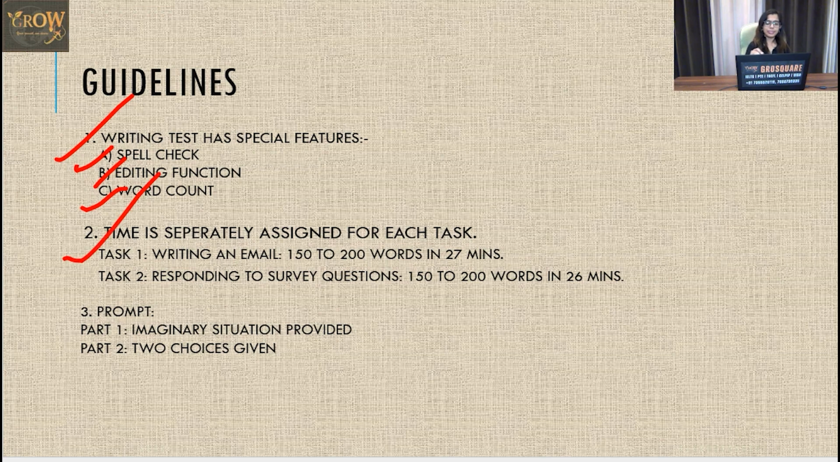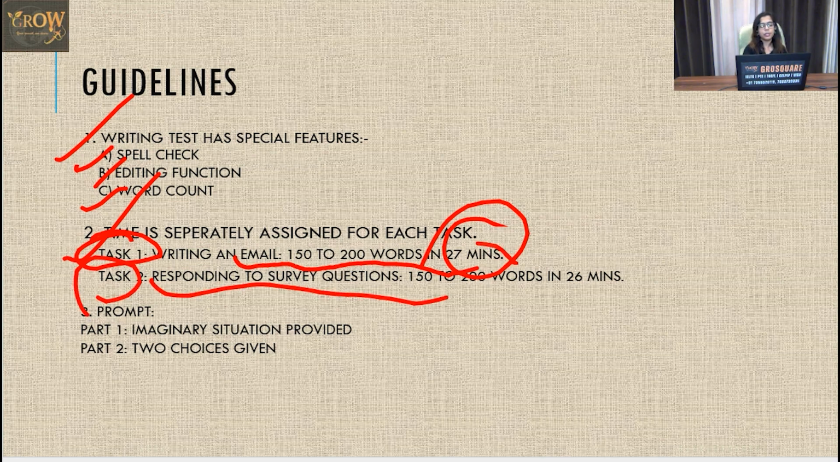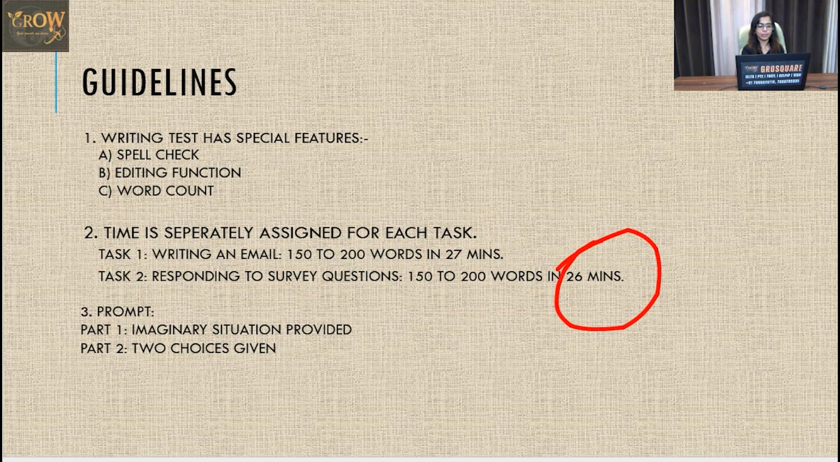Then the second point is that time is separately assigned for each task in CELPIP, right? Likewise in writing as well. In task 1 you're going to get an email in which you need to write an email of 150 to 200 words in how many minutes? 27 minutes. And in task 2, while writing the survey, you again need to write 150 to 200 words in how much time? 26 minutes. One more thing, you do not need to rush, right? Because time is not going to be added. There is no carry forward system of time. So this is separately assigned, 27 minutes for this and 26 minutes for this.